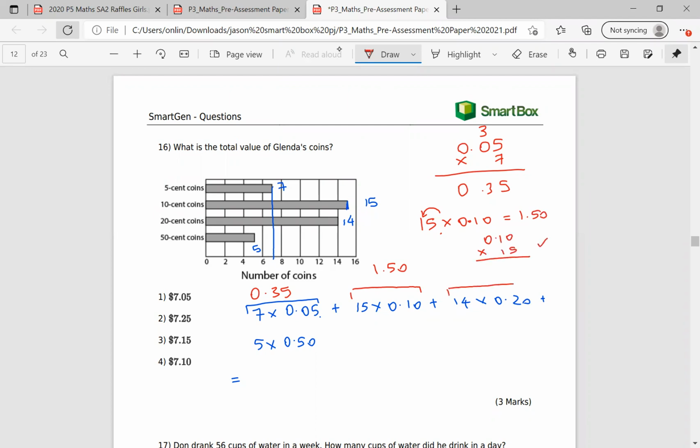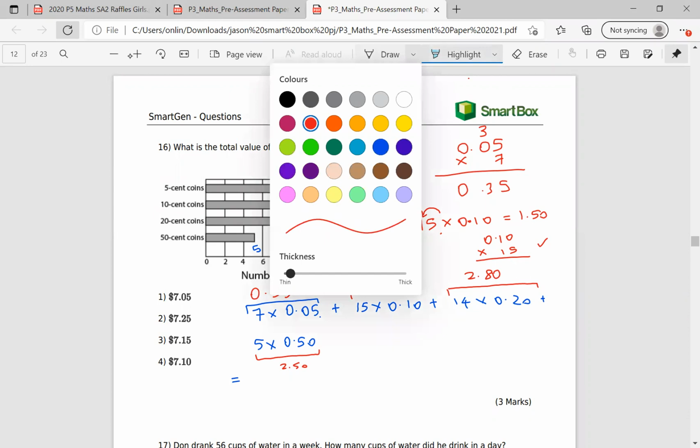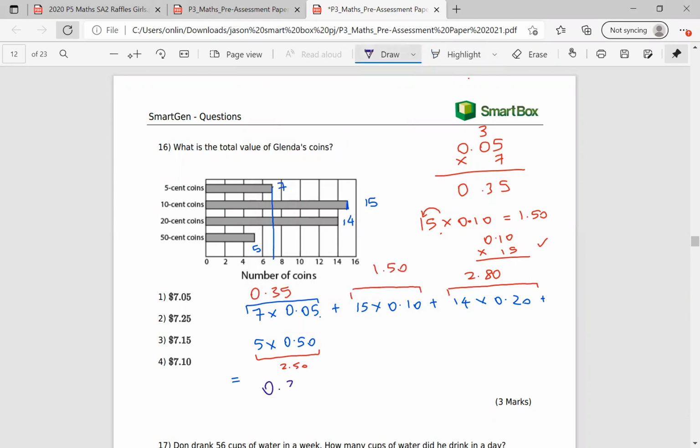So the other part here, we will have 2.80. Again, we can do the above method by multiplying if you are not too familiar with the numbers yet. And then here, if you multiply, we'll get 2.50. So with all those numbers we have here, we should be adding them up. So for us to add them up, we will have 0.35 plus 1.50 plus 2.80 plus 2.50.